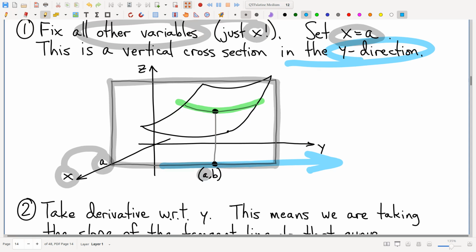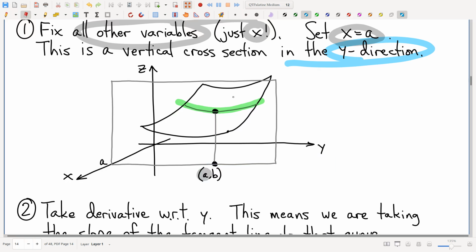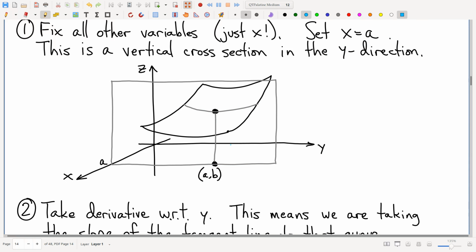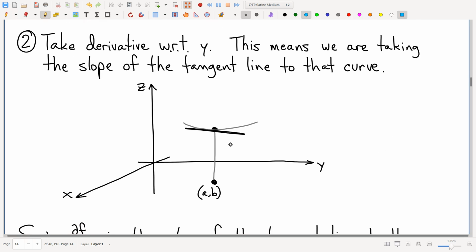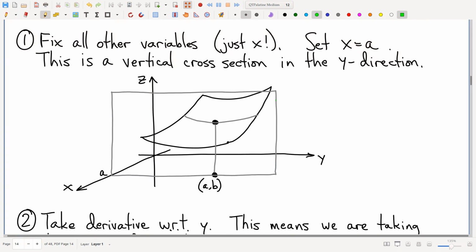Okay, now step 2. Step 2 when you're doing a partial derivative is to take your resulting single variable function. So now we're looking here at this cross-section curve. This is the graph. Oh, yeah, question. I didn't see how the cross-section is in the y direction. You don't see what now? How the cross-section is in the y direction.